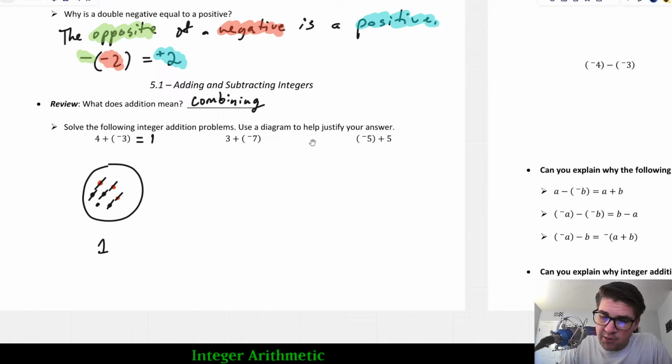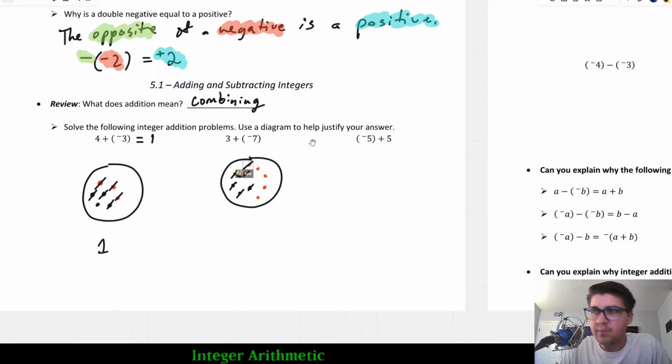Again, we could draw those two numbers because if we're adding, that means combining. So I start with 3, and then I have 7 negatives. 1, 2, 3, 4, 5, 6, 7. And every positive and negative will cancel each other out, because I could pay off a debt, leaving me with 0. But of course, in this case, if I have 3 positives and 7 negatives, and I combine all this together, I'm going to be left with negative 4 again as the answer to the sum of a positive with a negative.